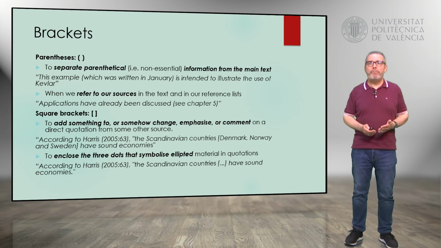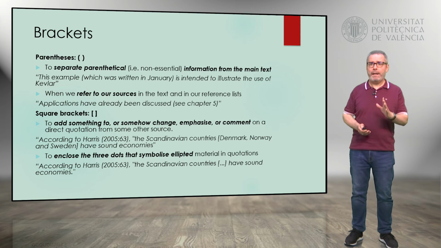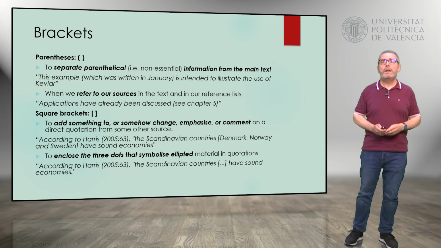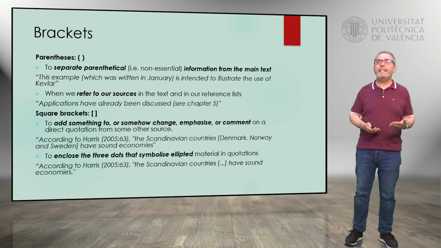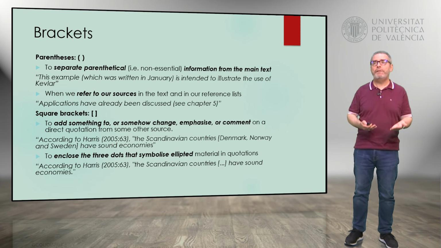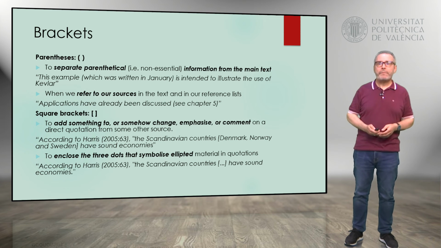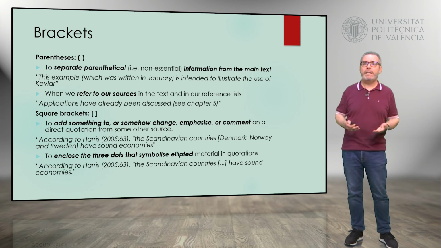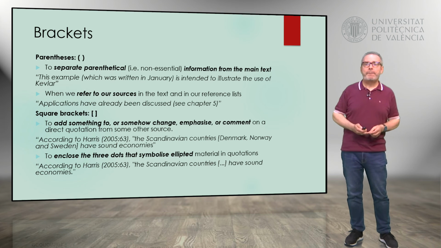Brackets are also important in academic writing. There are 4 types of them, but the most widely used ones are parentheses, to separate parenthetical information. What does it mean? Extra information, information that is not necessary, as in the example here. Or when we refer to our sources in the text or other sources outside the text. This is a very typical use in academic writing.